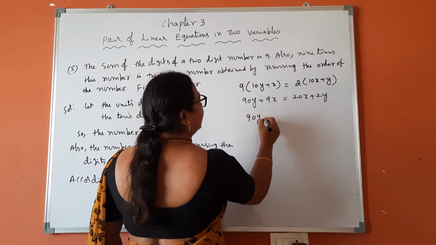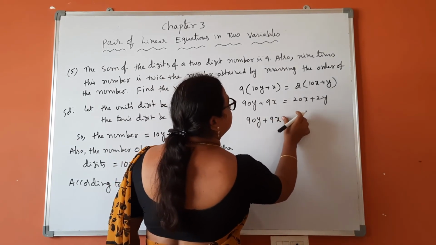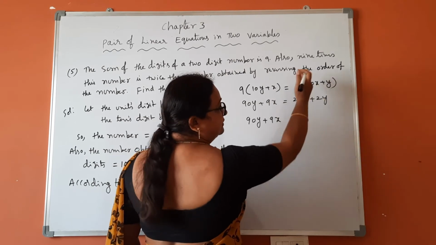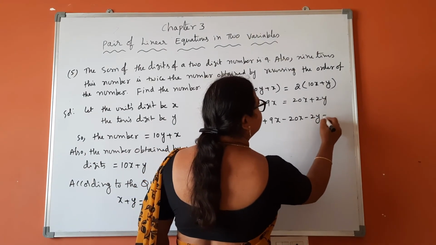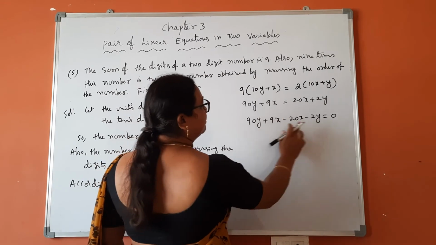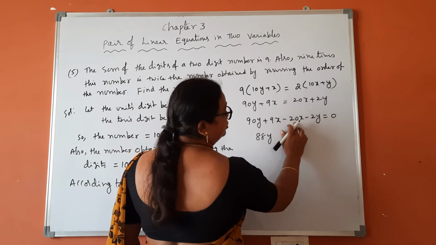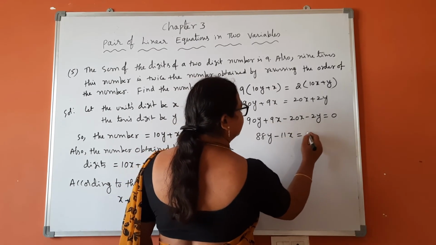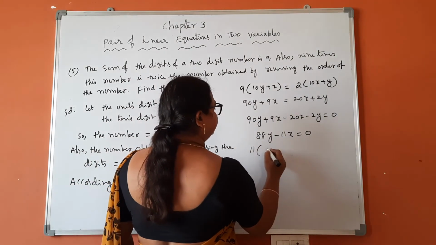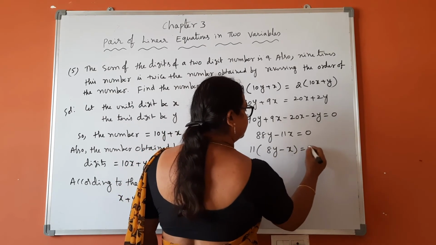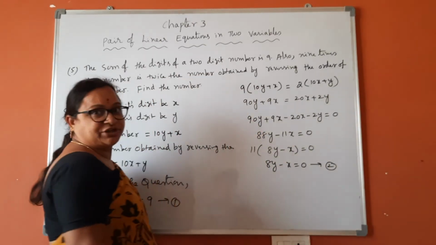So, 90y plus 9x is equal to, so we will bring x and y from RHS to LHS. So, minus 20x minus 2y is equal to 0. 90y minus 2y, 88y, 9x minus 20x, so minus 11x is equal to 0. So, we can take 11 common here. 8y minus x is equal to 0. So, 8y minus x is equal to 0 is the second linear equation.